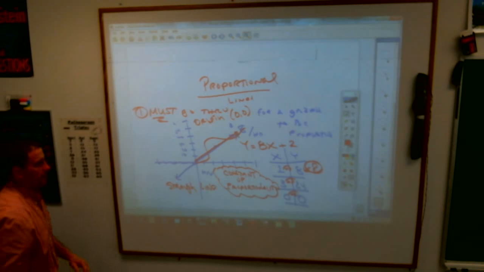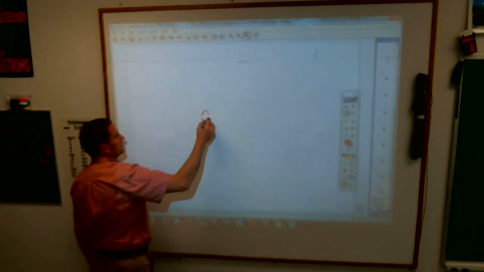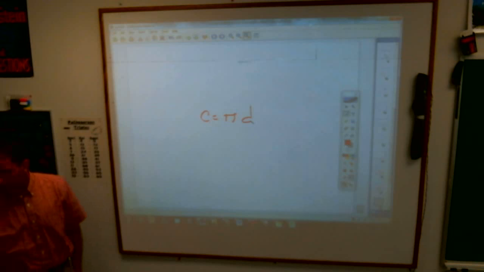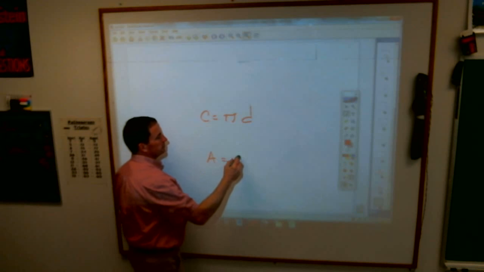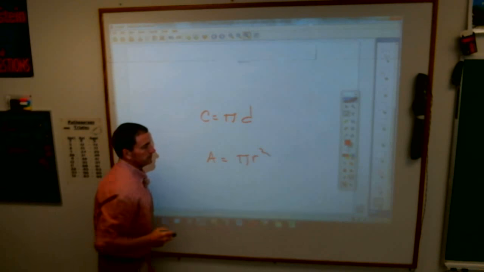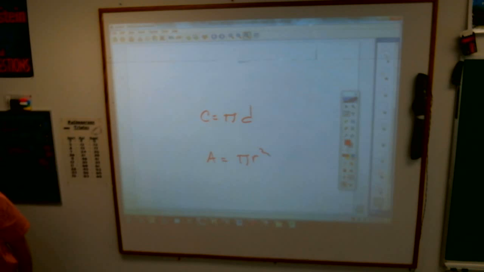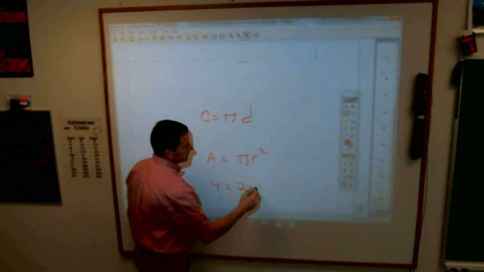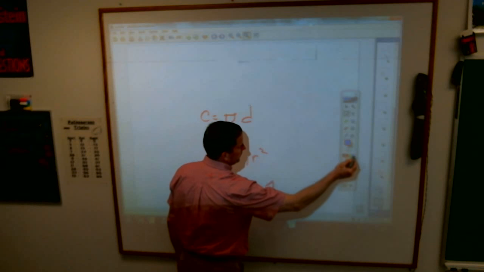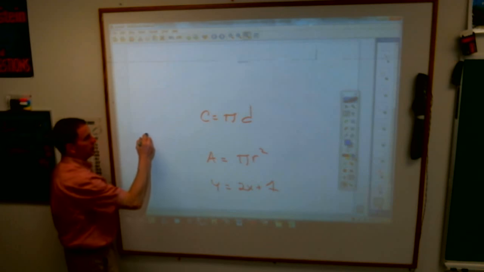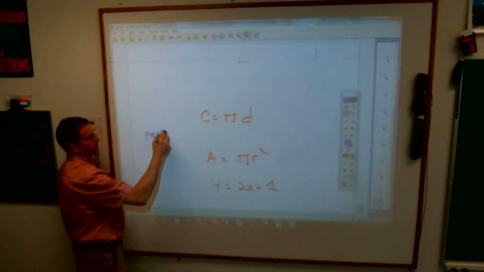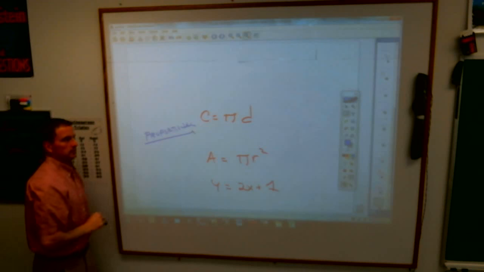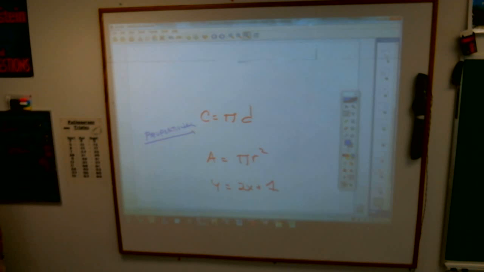Sure. Let's write down these formulas here. Circumference equals pi times diameter. Area equals pi r squared. And y equals 2x plus 1. If I asked you which of these are proportional, would you be able to tell me?